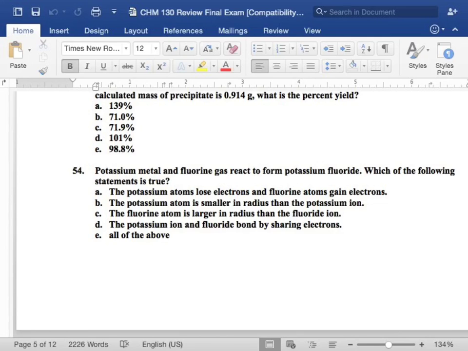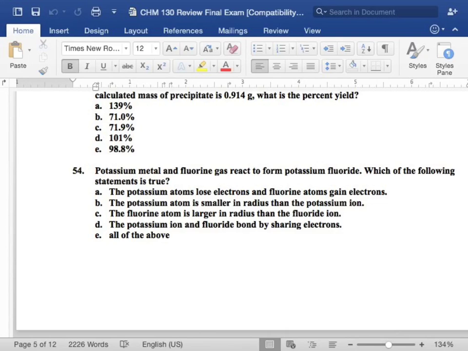What determines our radius? The number of electrons. If I get rid of electrons, what should happen to the radius? It should get smaller. The ion radius for potassium is smaller than our atomic radius. So we have to be careful. So it's flipped, which means that answer is false.